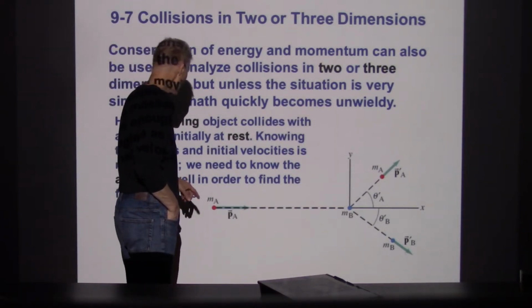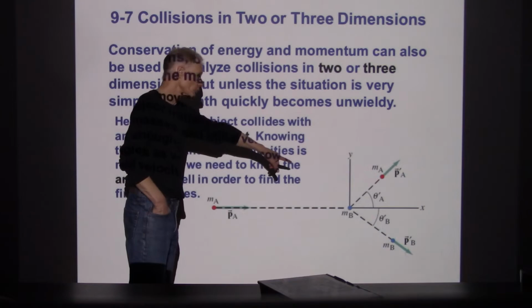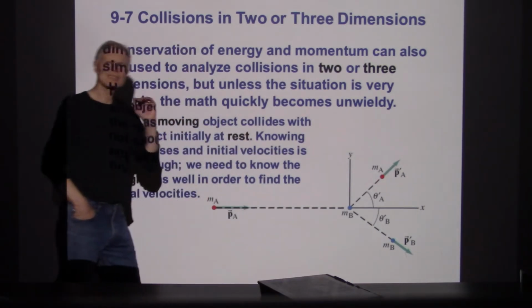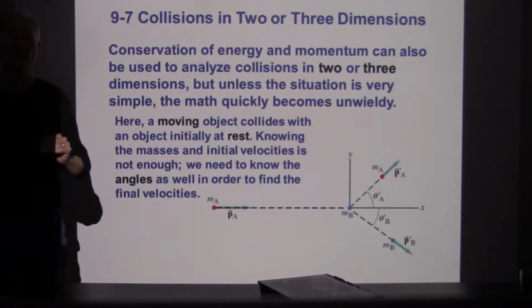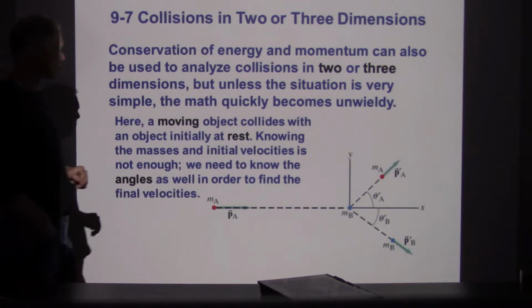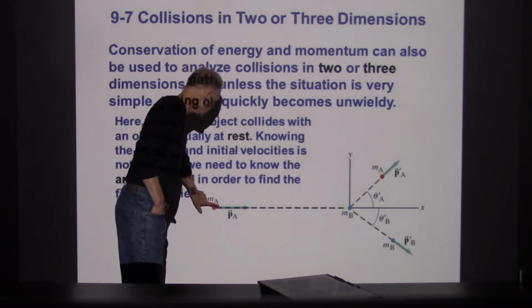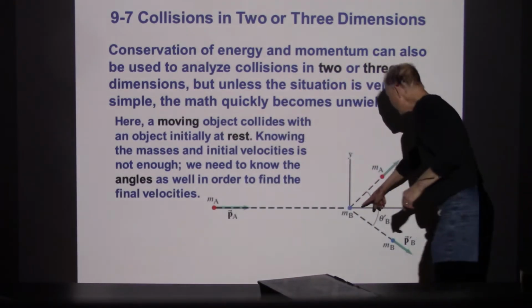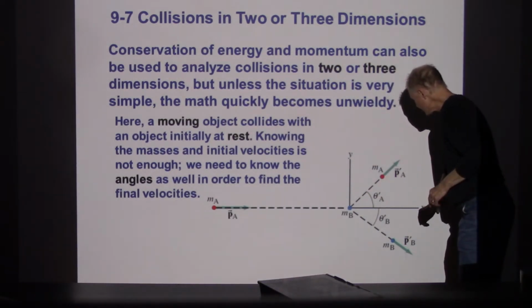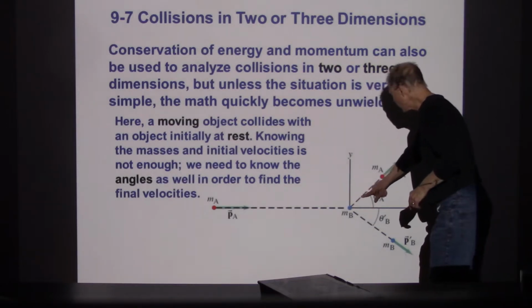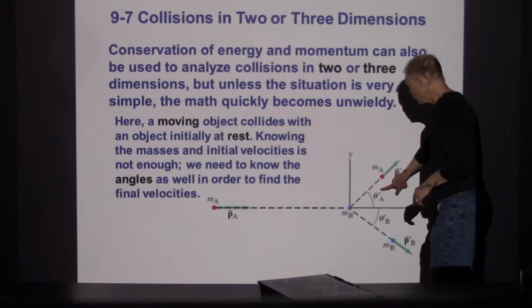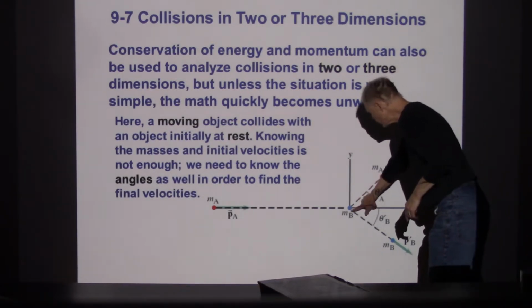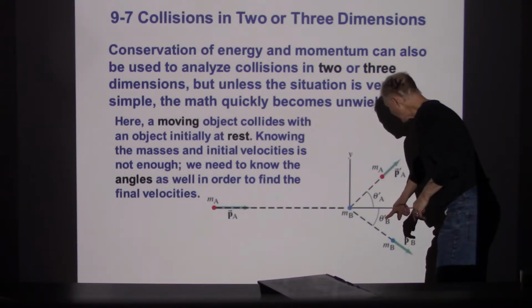What's going to happen here is that we have an object coming in. We're going to treat this as a target. So let's just have one object moving and one object at rest for this 2-dimensional example. So here comes object 1. It comes in with a certain momentum. Instead of continuing along the x-axis, object 1 bounces off at some angle. And object 2 bounces off at some angle.